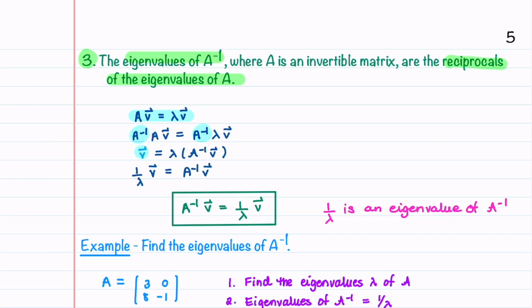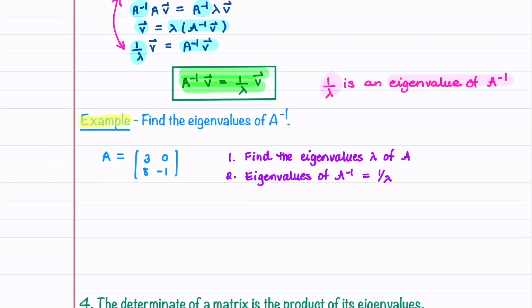This gives us V on the left, and then on the right, we'll do some rearranging and pull out the eigenvalue and write it as lambda times A inverse times V. We'll then divide each side of the equation by lambda, and on the left, we'll have 1 over lambda V, and on the right, we'll have A inverse times V. If we compare these two equations, you can see that 1 over lambda is an eigenvalue of A inverse. I've written down this formula in green so that you can remember it.